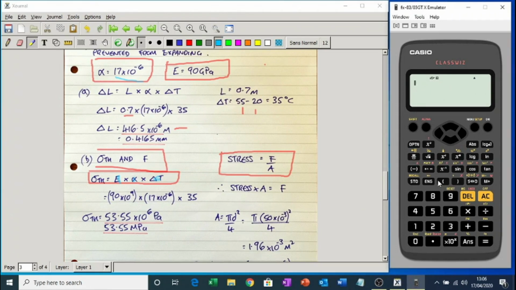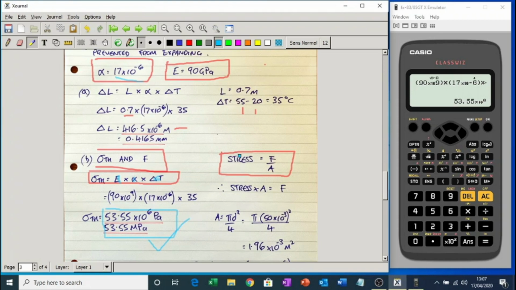Don't forget, thermal stress is going to be big. So we'll have 90 giga times 17 times 10 to the minus 6 times 35. This will give me a big number. There's nothing wrong with that number, you just may forget a few notes. If you press ENG, it's 53.55 times 10 to the 6 Pascal, or mega. So that's how much thermal stress.